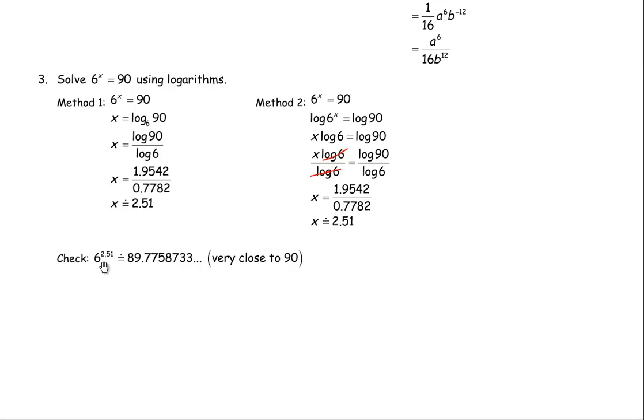Now, to check this, you could put 2.51 in place of x here and evaluate 6 to the power of 2.51, and you get this decimal. It's not exactly 90. It's very close to 90. It's not 90 because we rounded a bit, okay? But it's close enough to 90 that you could probably convince most people that, yeah, that should be the right solution.